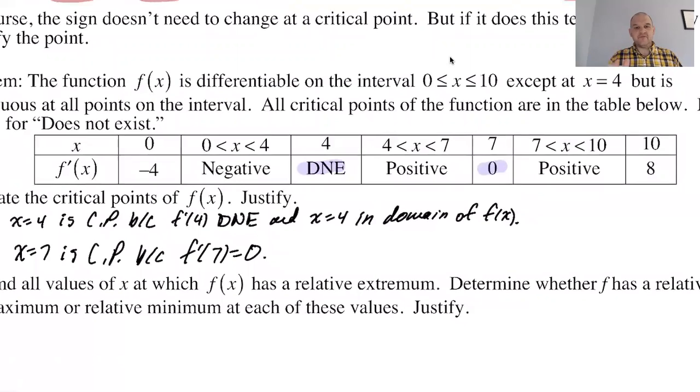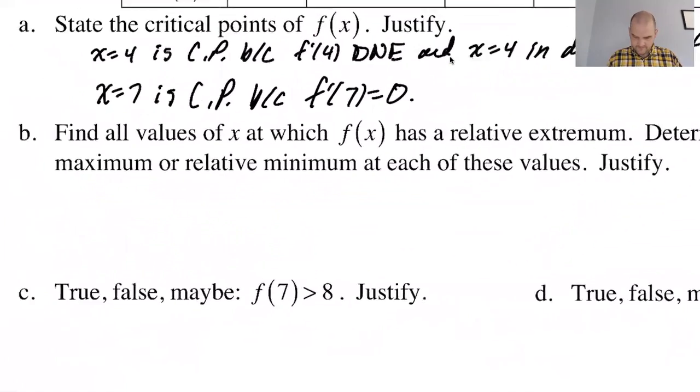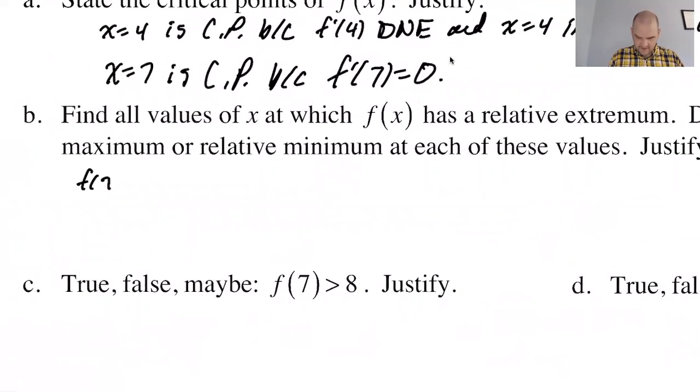So f prime changes from negative to positive at x equals 4. F prime changes from negative to positive. F changes from decreasing to increasing. F actually has a relative minimum at x equals 4. So let's say that's true. So here we go. F of x has a relative minimum at x equals 4.